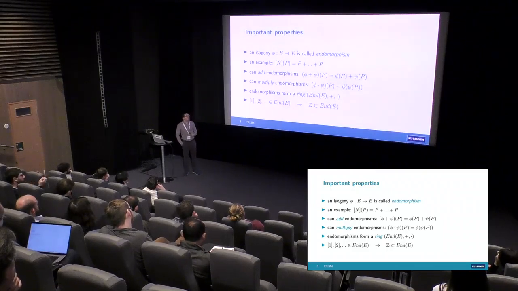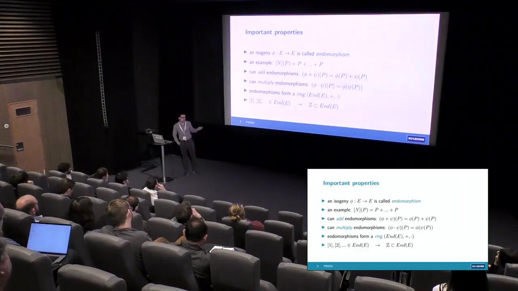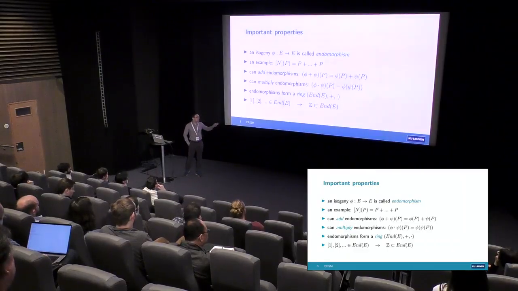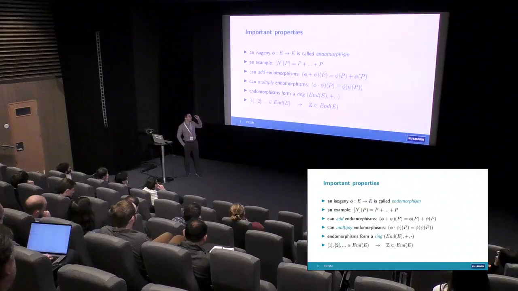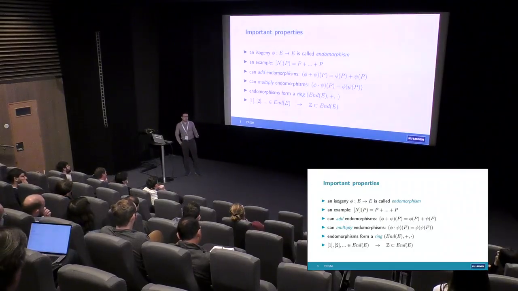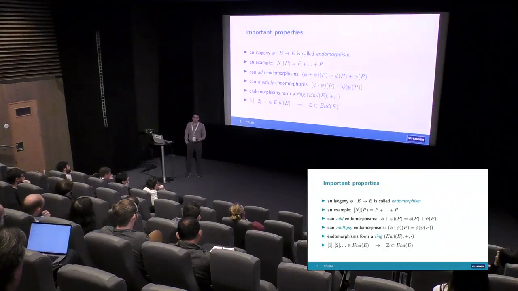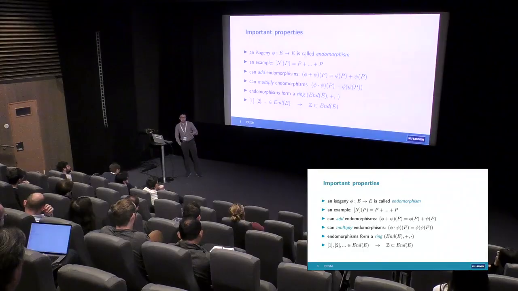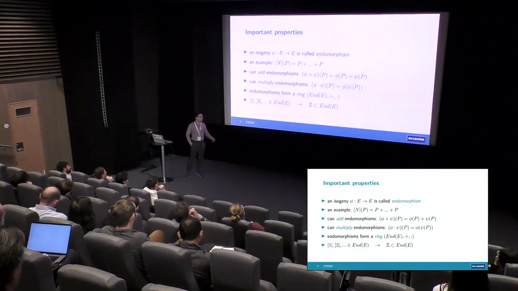So why are we interested in endomorphisms? Because they're a nice mathematical object. We can add them together because they're on the same curve. We can multiply them together because they act on the same curve. And these two operations are compatible with each other, so we really have a ring. And this ring is called the endomorphism ring. And this is a very important property of an elliptic curve. So to every elliptic curve, you can associate an object which is called the endomorphism ring.